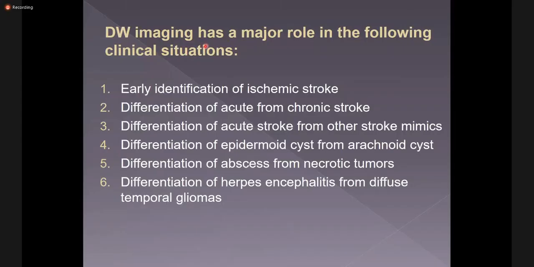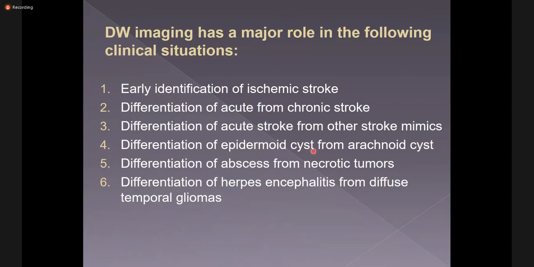DWI imaging has a major role in the following clinical situations: early identification of ischemic stroke, and differentiation of acute from chronic stroke, because chronic stroke doesn't give diffusion restriction. Differentiation of acute stroke from other stroke mimics. Sometimes certain pathologies present as a stroke, and on MRI we get confused, so we do DWI, because diffusion restriction is seen in stroke, not in demyelination or certain other conditions. Differentiation of epidermoid cyst from arachnoid cyst.